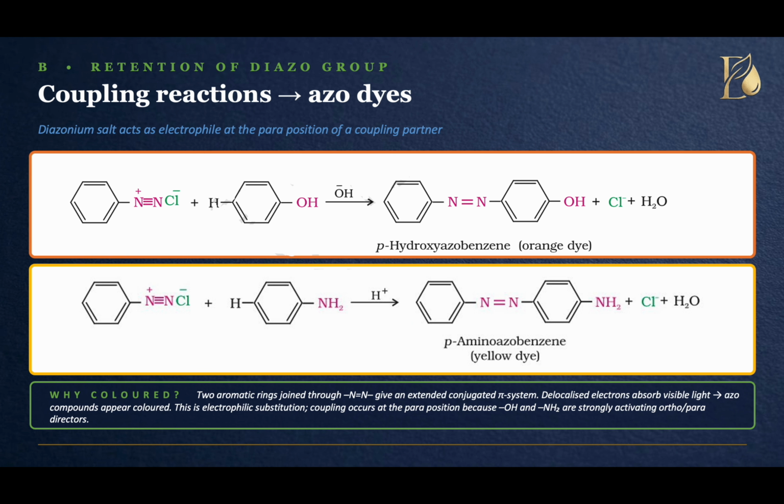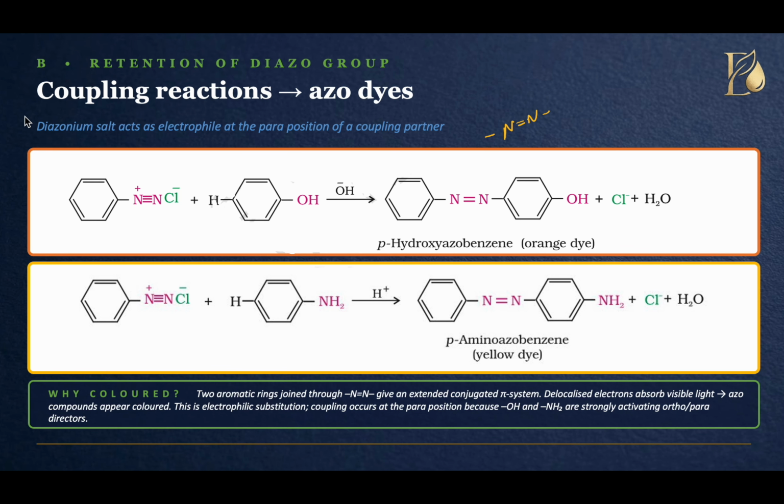Now we are moving to the second category: retention reactions, where the diazo group does not leave the molecule. Instead, it forms a new bond resulting in azo compounds. In these reactions, the diazonium ion acts as an electrophile and reacts with activated aromatic compounds such as phenol or aniline. They are ortho-para directing groups, phenol and aniline.